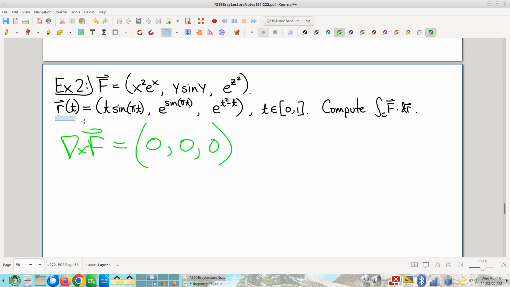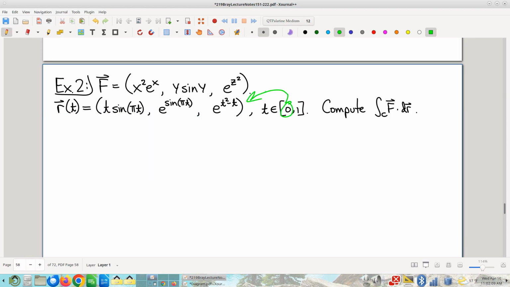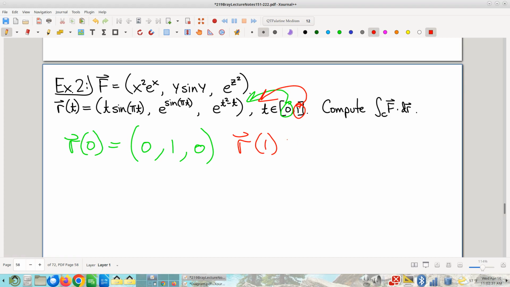Let's play the same game we did previously. Let's plug in t equals 0 and see what comes out. And r of 0 is 0, comma 1, comma 0. And now we'll plug in t equals 1 to get the endpoint. Happens to be 0 to 1 in both of these examples. Don't count on that. It's always different.